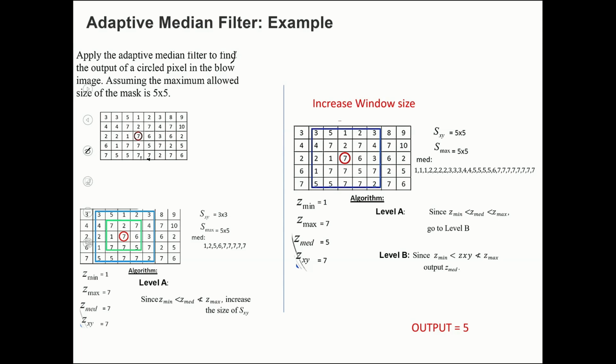After that, again I do the same. I find the min, max, median, and the pixel itself. Again I check the condition. So, is the median in between? Yes, it's in between. Okay.